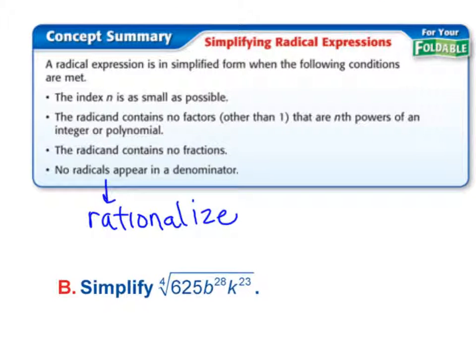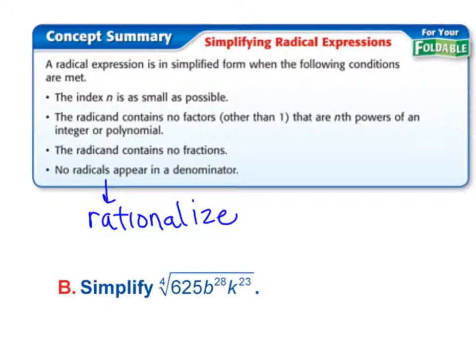So when you simplify radical expressions, you know that it's in its most simplified form if the index, the n part here, is as small as possible. So this 4 right here is the index. The n would be as small as possible. The radicand contains no factors other than 1 that are nth powers of an integer. All that means is this is fully simplified. There are no fractions.